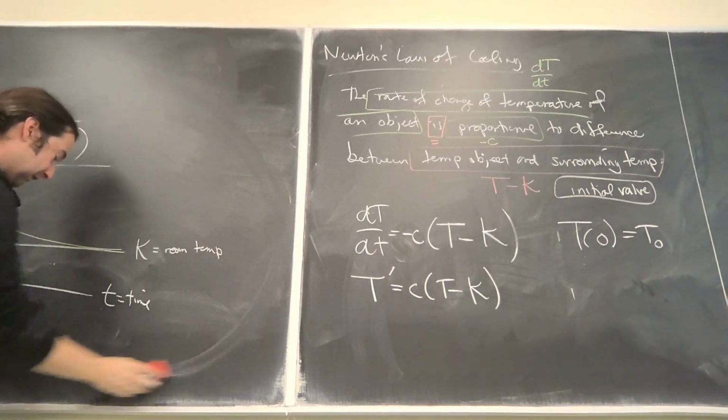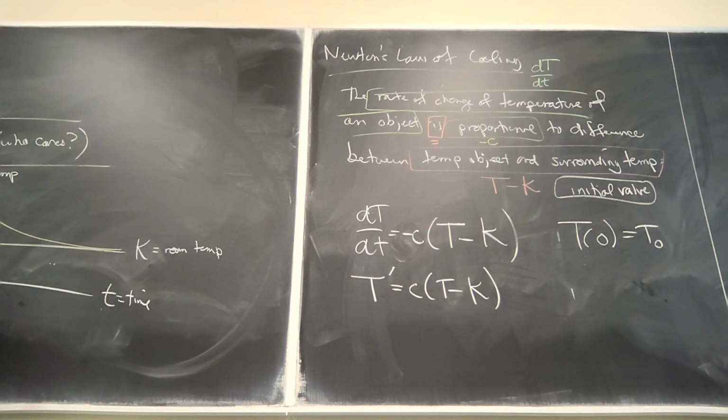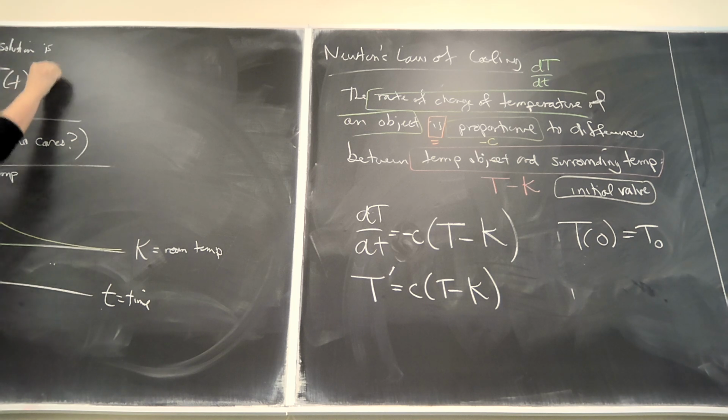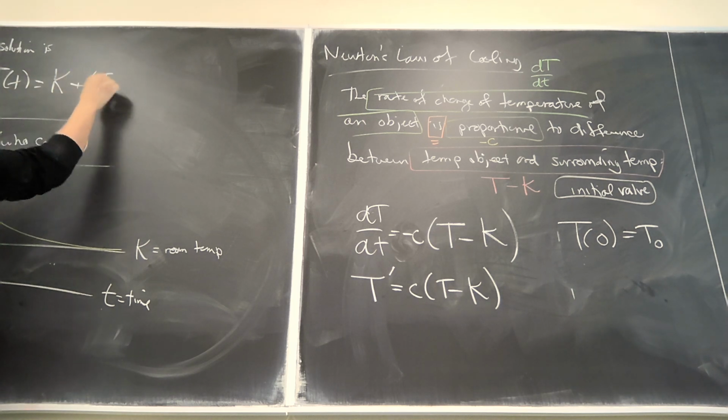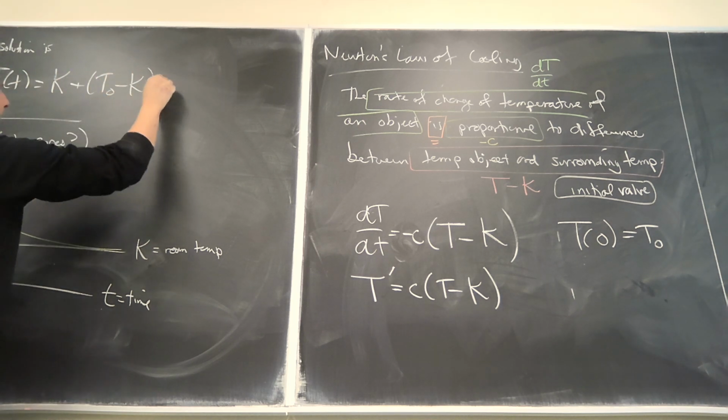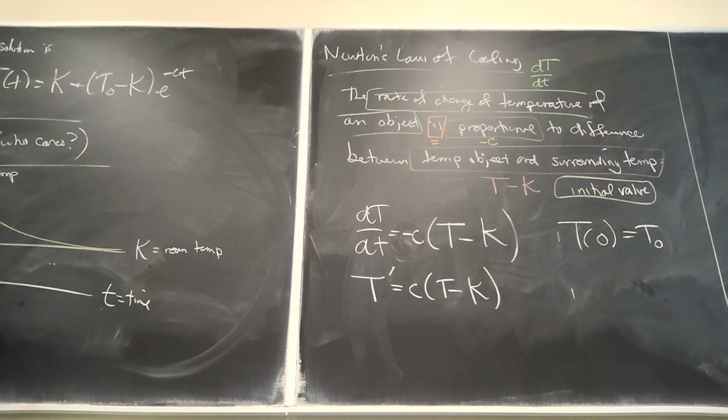We do not yet have the technique for this. I will make a poll later on how many of you have seen this. But, the solution is T of t is equal to k plus t naught minus k times e to the minus ct.